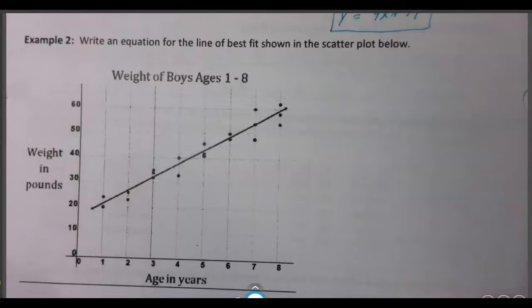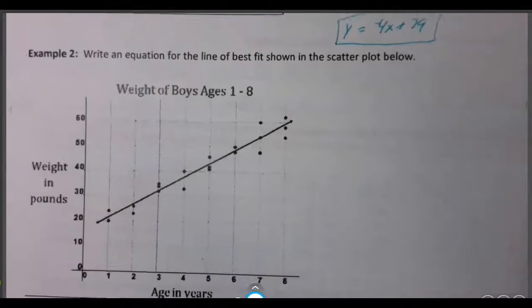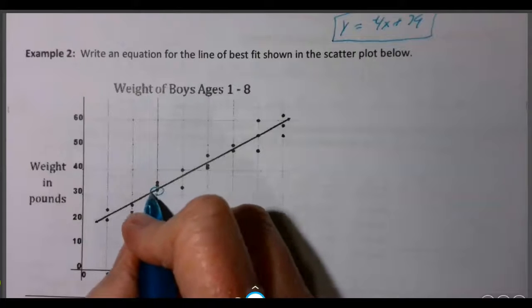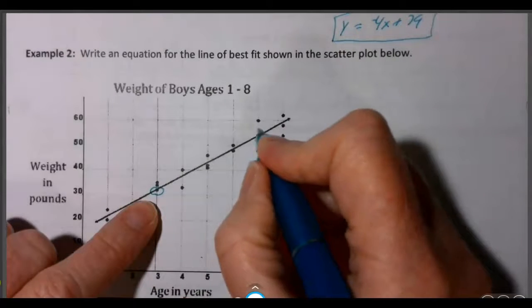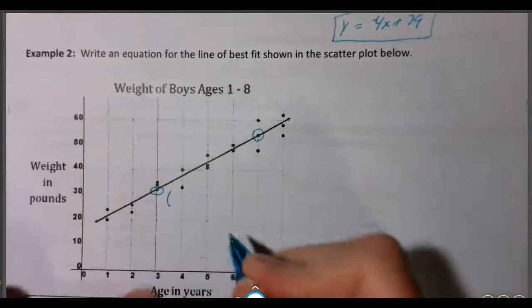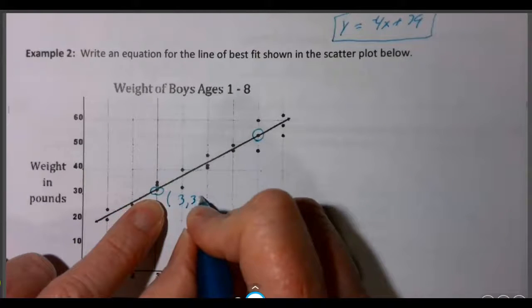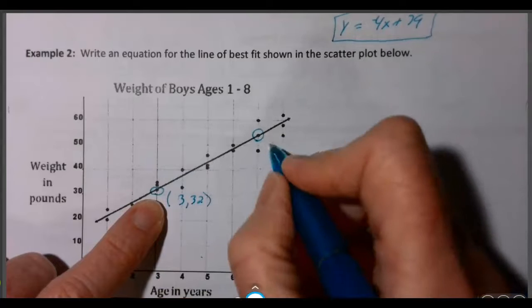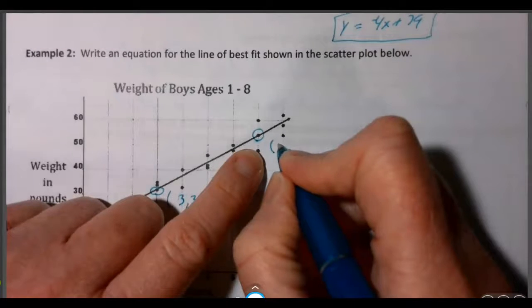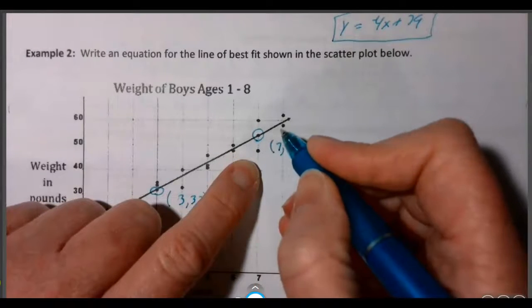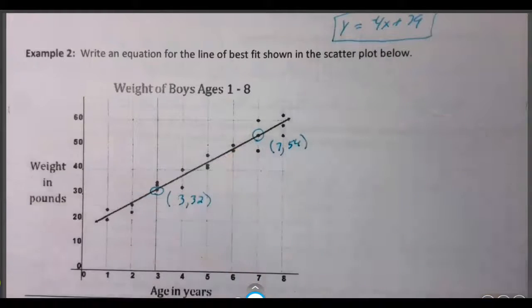Now what I'm going to have you do is we're going to pick a couple points together so that it makes it a little easier to judge. So if I'm picking points here, what were the two that I wanted to pick? I picked this one right here because it falls on a line, and I picked this one right here because it falls on a line. So I'm going to make this a point of 3, 32, something like that. And this is the point of 7, and let's say about 54, 55? I'm going to pick 54. Okay, so let's try that.